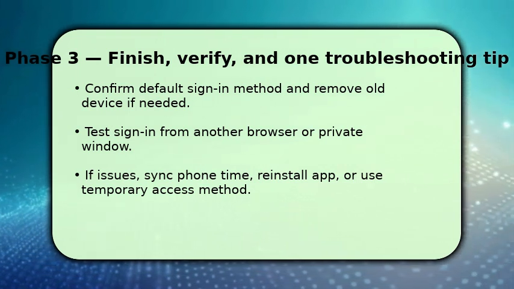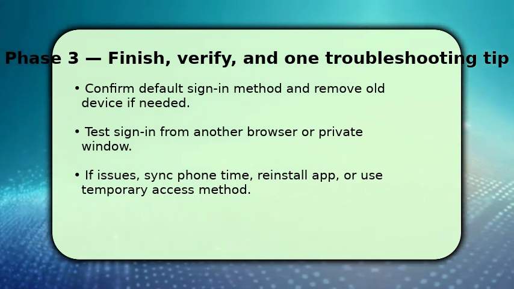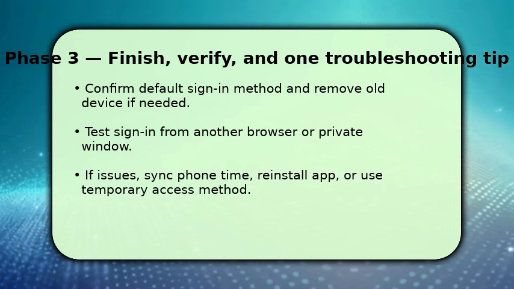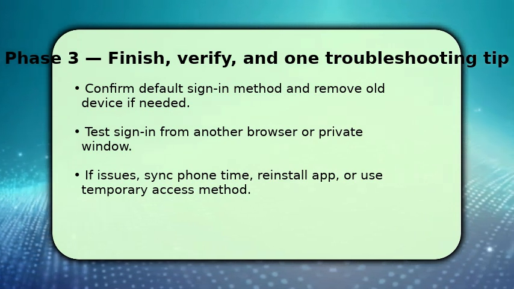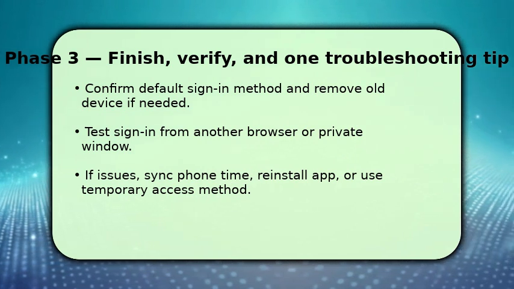If something goes wrong, sync your phone clock first, since time drift breaks codes, then try reinstalling the app. You can also use a temporary access method or contact your admin. These steps restore access without losing account mappings.